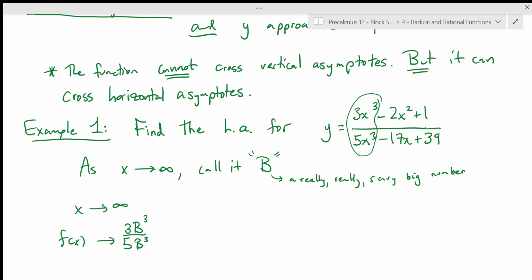So the bigger and bigger you get, the more and more we can think of this as just the highest degree terms. So what happens is we get bigger and bigger. The big cubed over the big cubed are going to continue to cancel out no matter how big we get. So our horizontal asymptote is y equals 3/5 for this particular function. Okay?